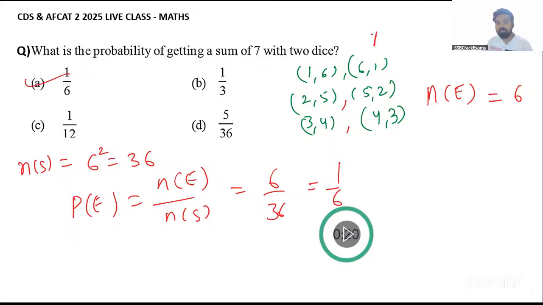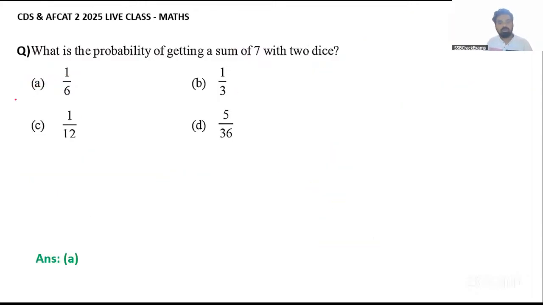So these are the possibilities of getting sum as 7. There is no other possibility. All right. Option number A is correct.